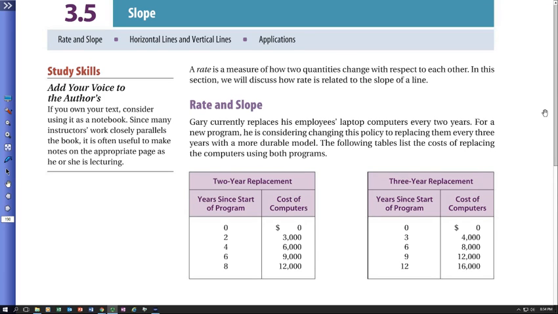Chapter 3, Section 5. Slope. Slope is a rate. It's a special rate we can use to effectively graph linear equations. That's mostly what we're going to use it for in this class, but slope's used in real world stuff. In fact, that's where the word slope comes from, when we talk about going up a slope, referring to a hill or something.